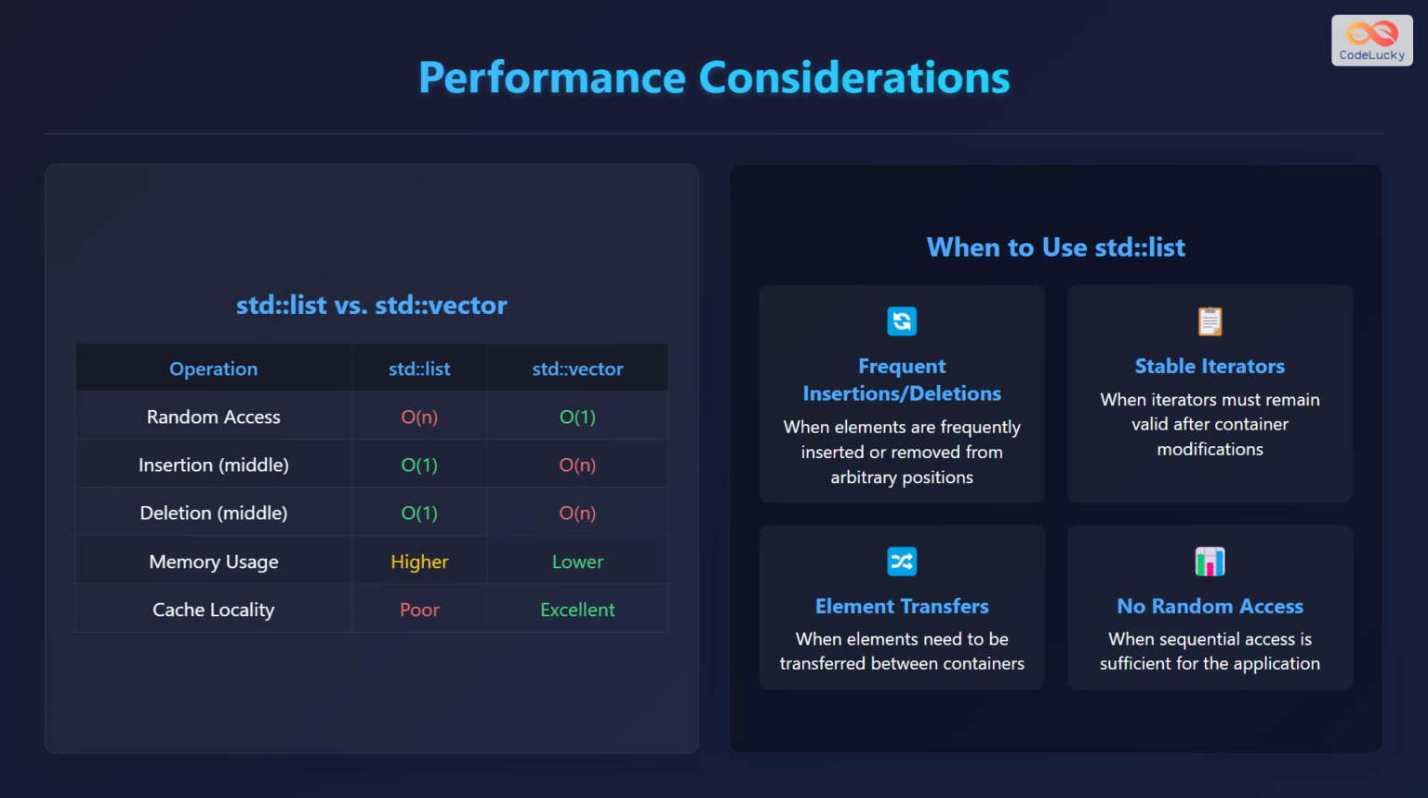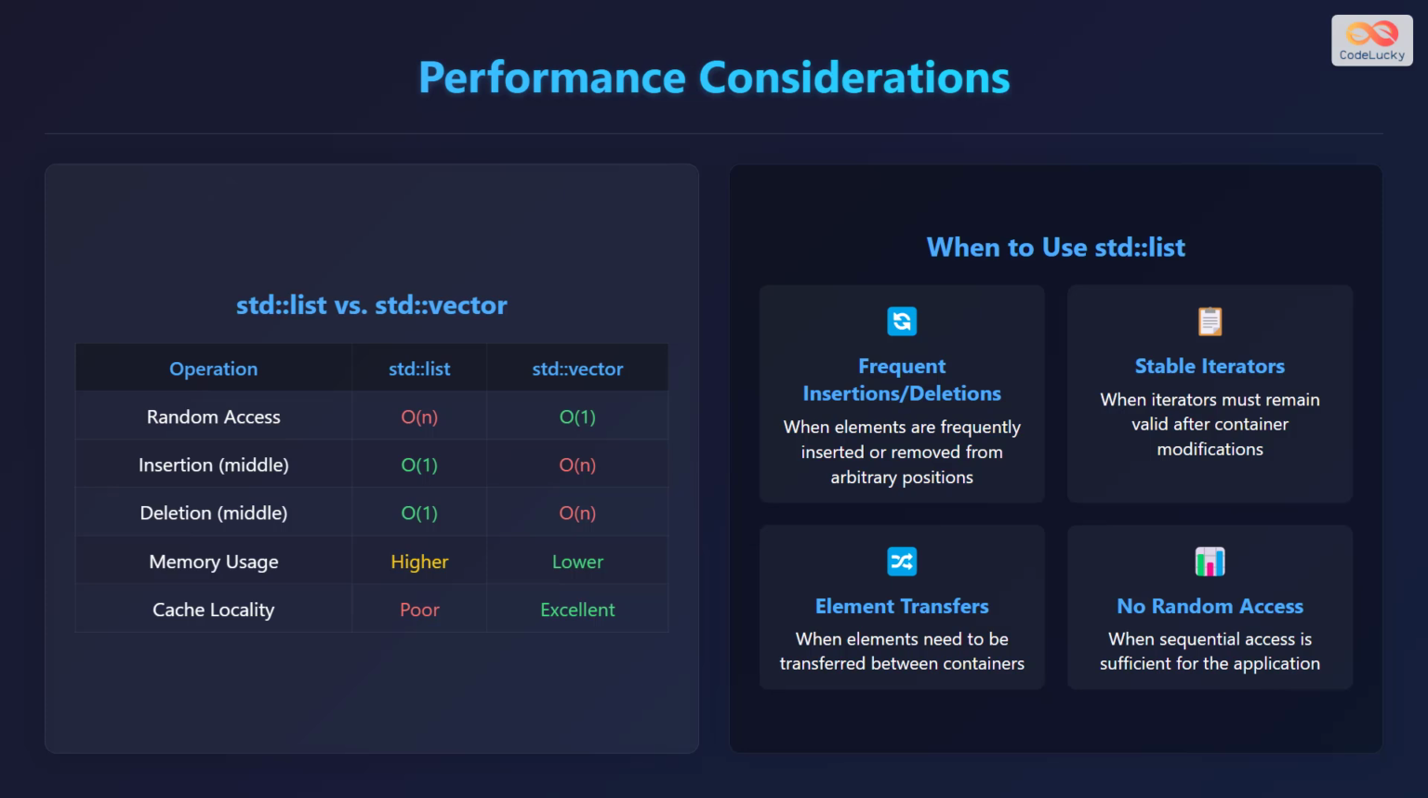For deletion in the middle, std::list has a time complexity of order 1, while std::vector has a time complexity of order n. For memory usage, std::list has higher memory usage due to the overhead of storing pointers, while std::vector has lower memory usage. For cache locality, std::list has poor cache locality due to non-contiguous memory allocation, while std::vector has excellent cache locality due to contiguous memory allocation.